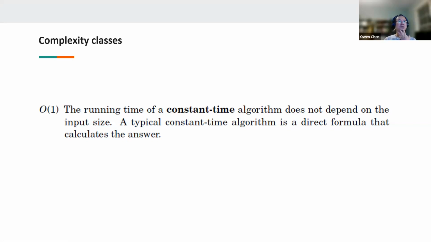All right. So far we have seen some examples. Let's summarize some of those complexity classes. We already mentioned O(1) is the most efficient: it's constant time and doesn't depend on the input size. As the input n gets bigger and bigger, it doesn't matter; it should run the same amount of time.